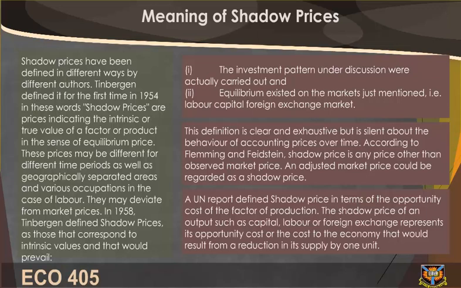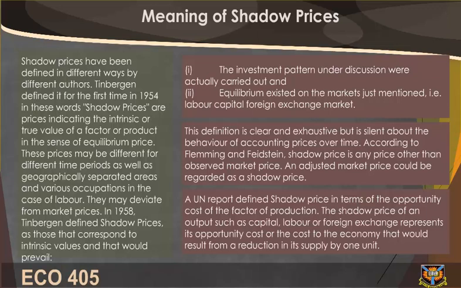Meaning of shadow prices. Shadow prices have been defined in different ways by different authors. Tinbergen defined it for the first time in 1954 in these words: shadow prices are prices indicating the intrinsic or true value of a factor or product in the sense of equilibrium price. These prices may be different for different time periods as well as geographically separated areas and various occupations in the case of labor. They may deviate from market prices.